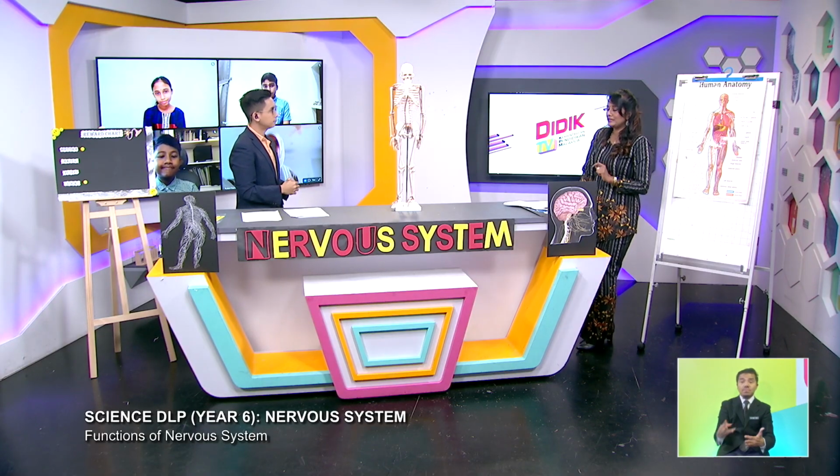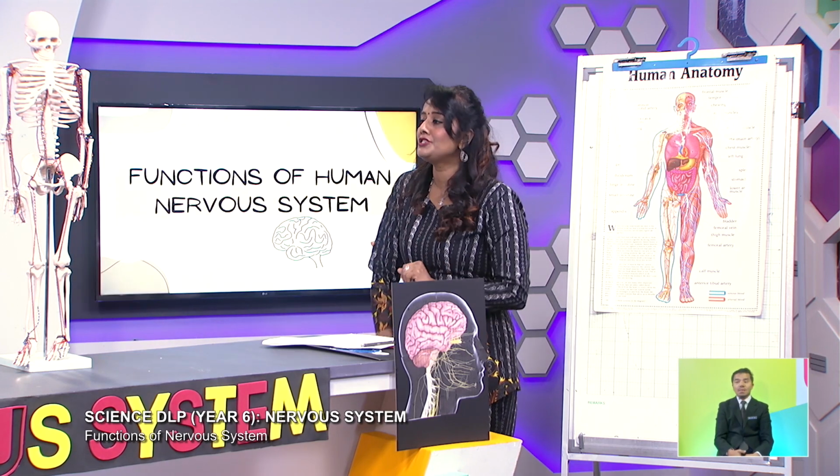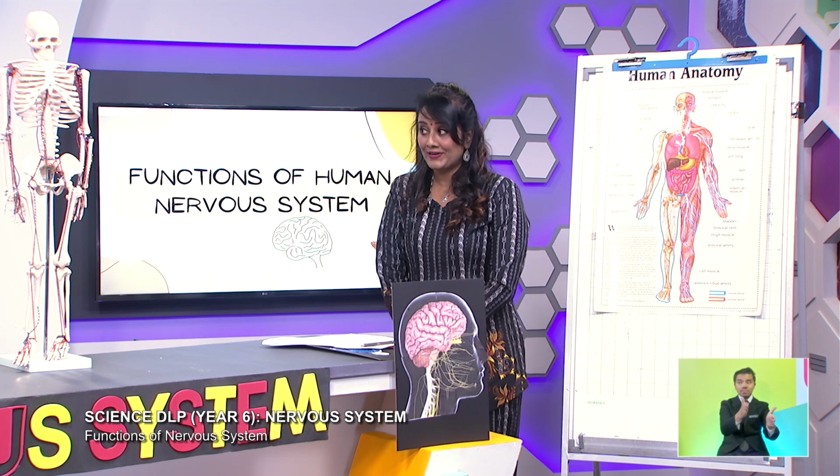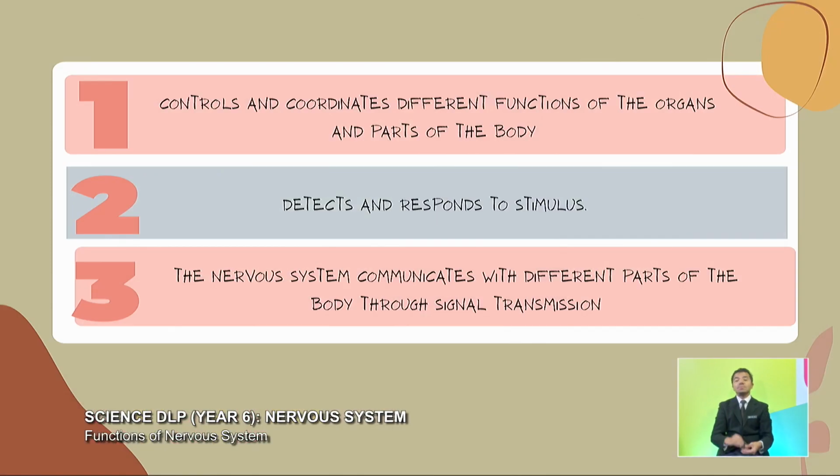Okay, just now we learned about nervous system, right? Yes. So we are going to learn more about functions of human nervous system. Okay, so let us learn about the functions. First one, it controls and coordinates different functions of the organs and parts of the body. The second function is it detects and responds to stimulus. And the third function is the nervous system communicates with different parts of the body through signal transmission. So these are the 3 functions. So we are going to go into more detail about it.